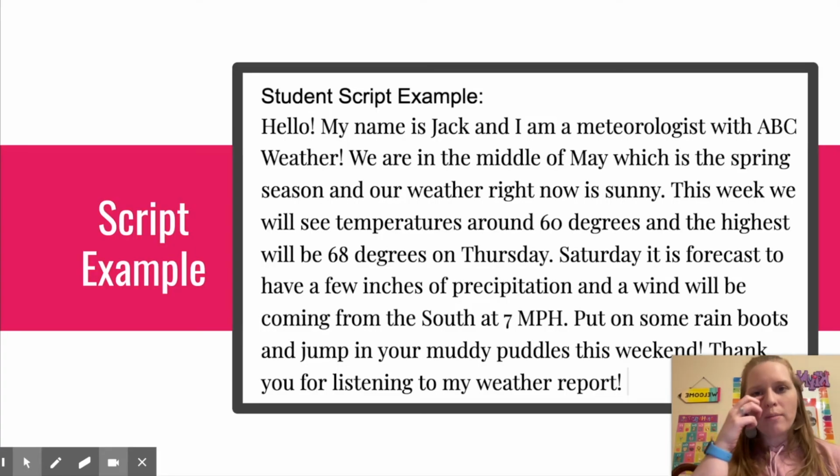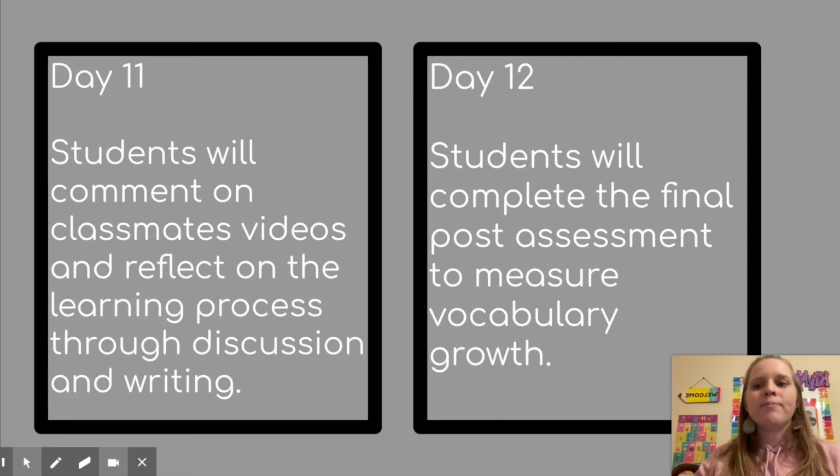Here's an example script. So like, hello, my name is Jack, and I'm a meteorologist with ABC Weather. We're in the middle of May, which is the spring season, and our weather right now is sunny. This week, we will see the temperature around 60 degrees, and the highest will be 68 degrees on Thursday. Saturday, it is forecast to have a few inches of precipitation, and a wind will be coming from the south at 7 miles per hour. Put on some rain boots and jump in your muddy puddles this weekend. Thank you for listening to my weather report. Something along those lines where all of the keywords from the word wall are highlighted.